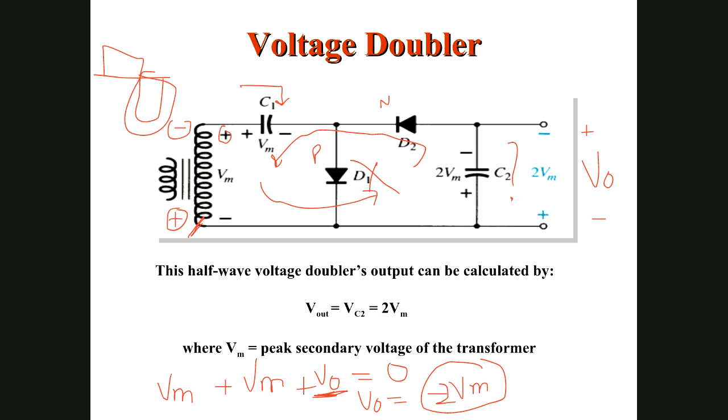That is why we say this circuit as a voltage doubler, because its output is double of the input voltage. Input voltage was Vm and output voltage was 2 Vm. In this way, we have designed a voltage doubler.